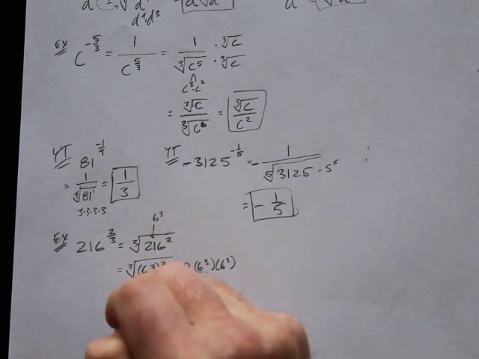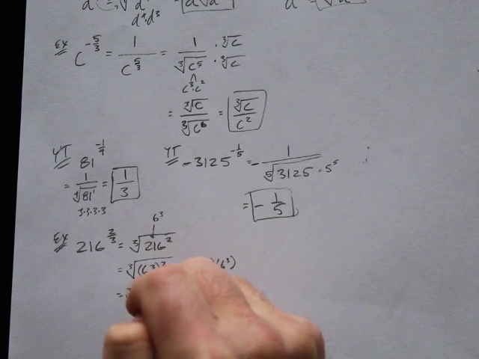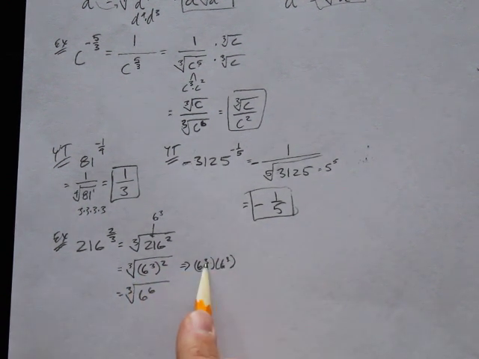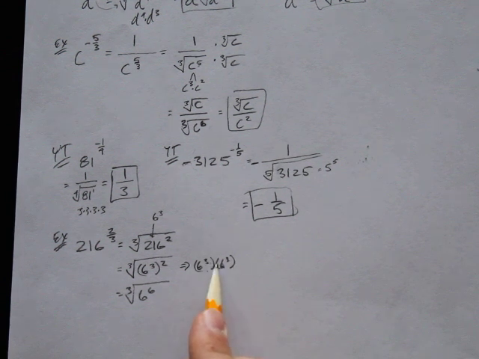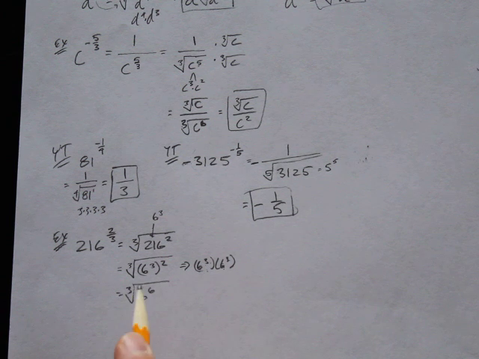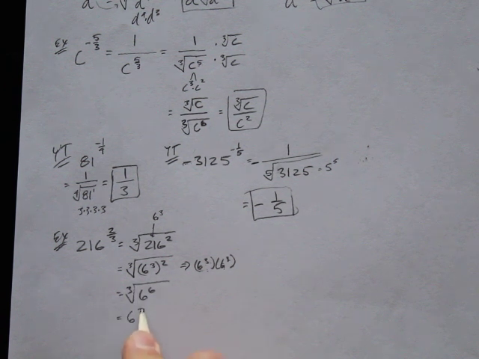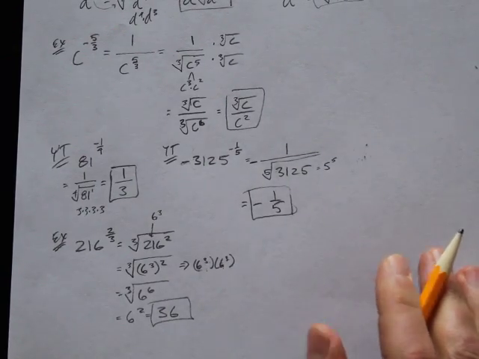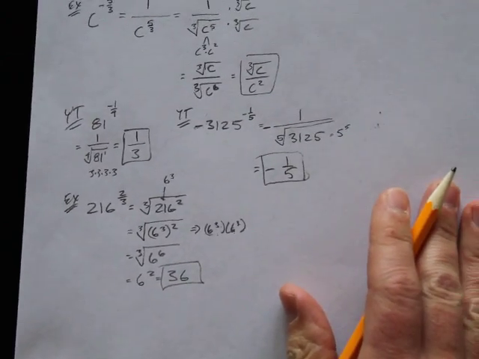Cube root of 6 to the 6th power. Or I can say 6 cubed times 6 cubed, cube root of 6 cubed, and the cube root of 6 cubed ends up being 6 times 6, which is 36. Or I can say 6 divided by 3 is 2, and so I end up with 6 squared, which is 36. Watch that again if it doesn't make any sense. Okay.